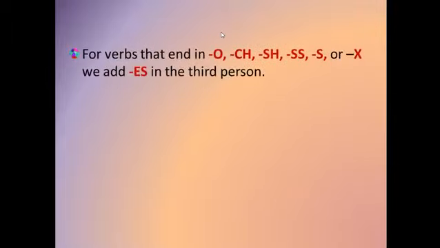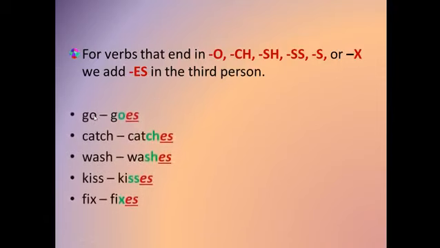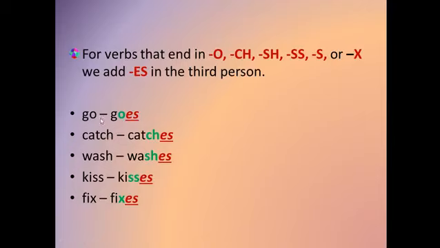But if my subject is he, she, or it, but my verb ends in o, or ch, or sh, or ss, or s, or x, I add an es in the present simple. Okay, not just an s. He goes, because here the verb ends in an o, and my subject is he. She catches, my subject is she, and the verb here ends in a ch, so I add an es. He washes, my subject is he, and the verb ends in an sh, so I add an es in the present simple.